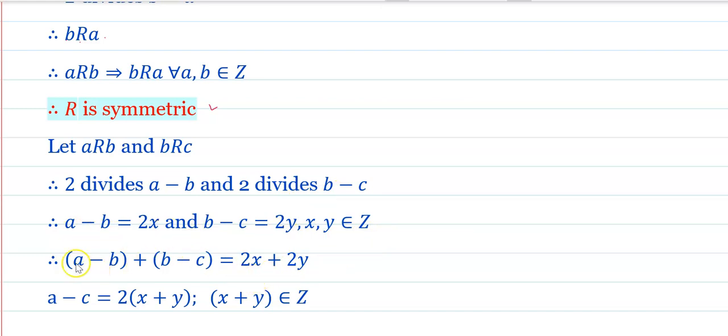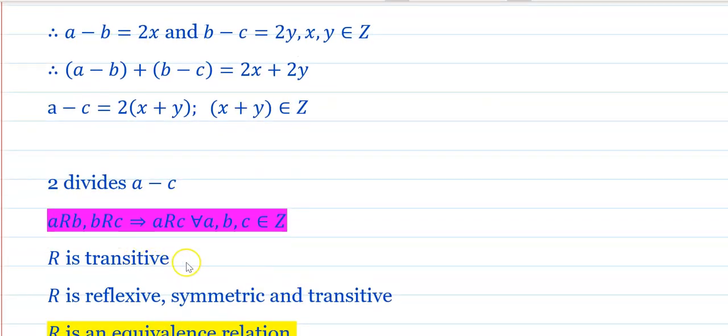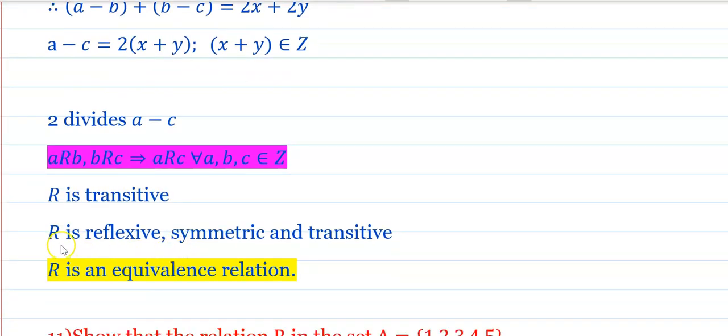If we take their sum, a minus b plus b minus c, then we get 2x plus 2y. Here b gets cancelled. You will get a minus c; take the 2 as common. It implies that 2 also divides a minus c, where x plus y belongs to Z, and hence it is transitive also. It means that aRb, bRc implies aRc for every a, b, c belongs to Z. Therefore R is transitive. R is reflexive, symmetric and transitive, and hence it is an equivalence relation.